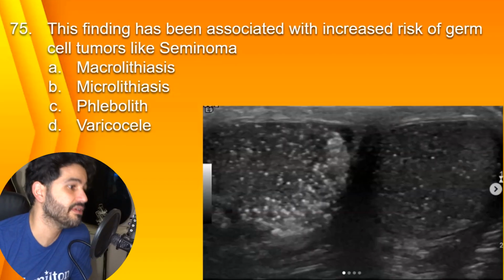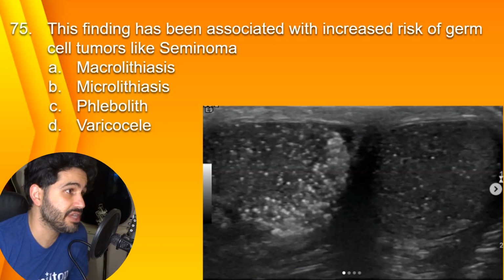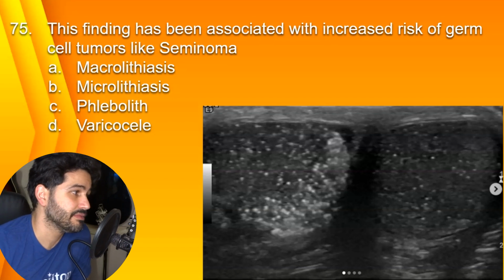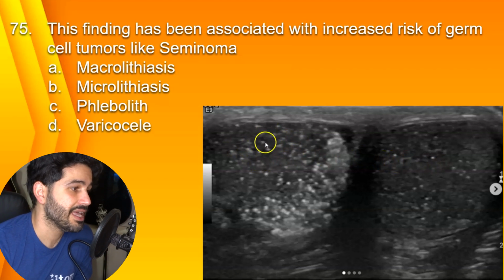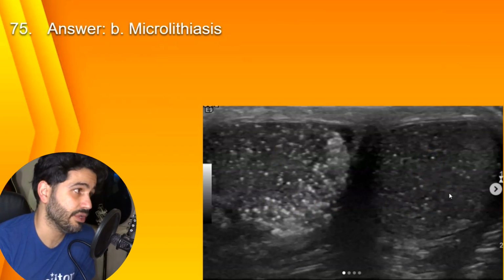Number 75. This finding has been associated with increased risk of germ cell tumors like seminoma. What is this finding? A, macrolithiasis. B, microlithiasis. C, phlebolith. And D, varicocele. So here you can see a transverse image showing both testicles and many punctate echogenicities consistent with B, microlithiasis.